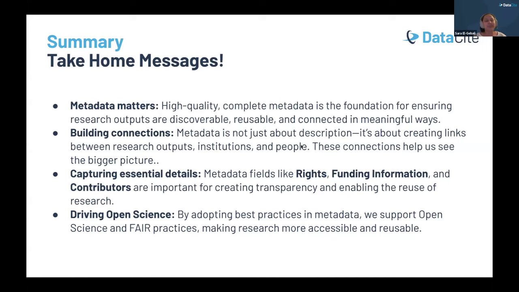There are important fields that we shouldn't forget, such as rights, funders, contributors, and more. I've touched upon only a few of them, but these are the biggest ones. We want to adopt best practices in metadata to really align with open science, with FAIR practices, and in general, just to make our research more accessible and reusable.